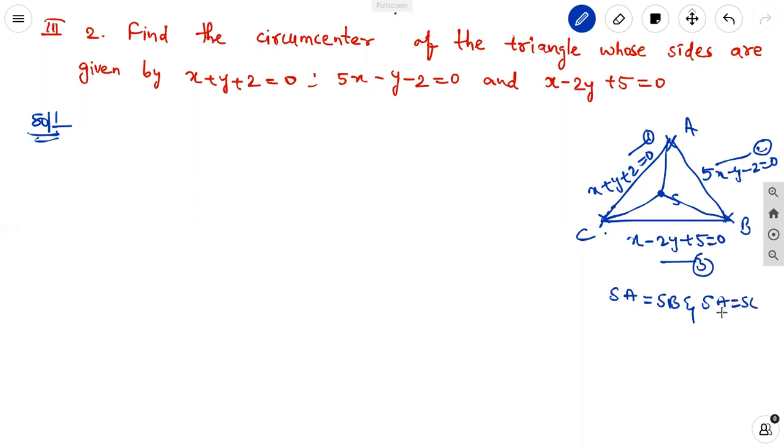Equating these, we should get the center S. First of all, what we can find out are the vertices of the triangle. First, we can write the given equations.